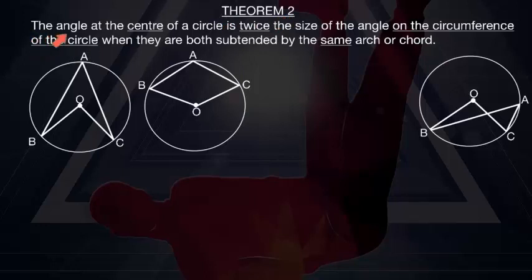Well, it says that the angle at the center of a circle is twice the size of the angle on the circumference of the circle when they are both subtended by the same arc or chord. Now there's three very important things in this theorem that you have to know is true before you can use the theorem.